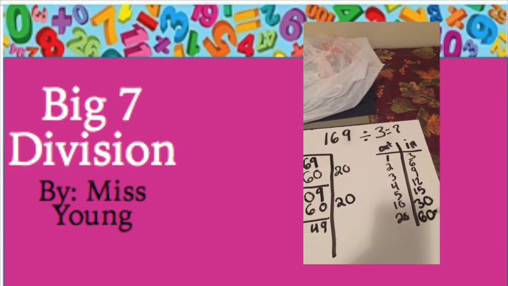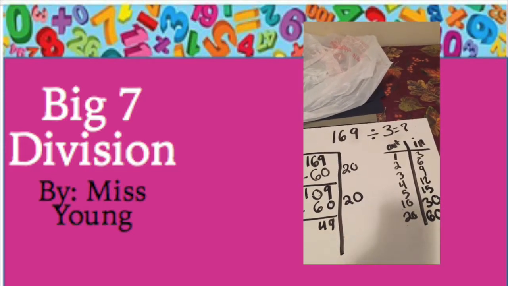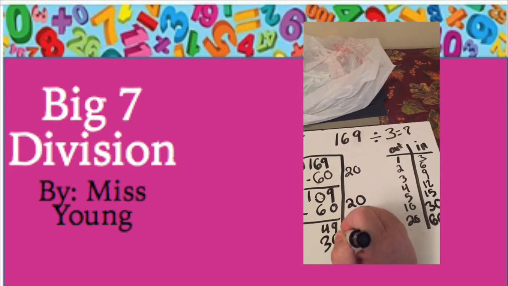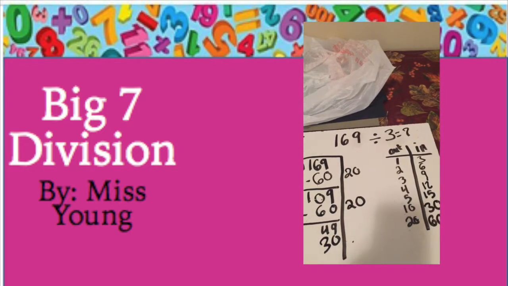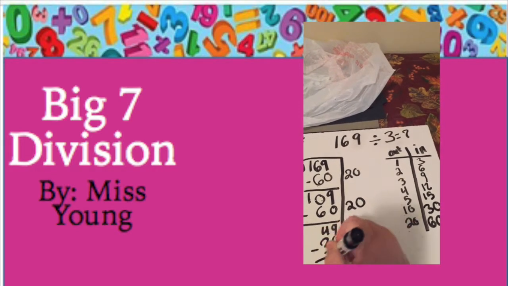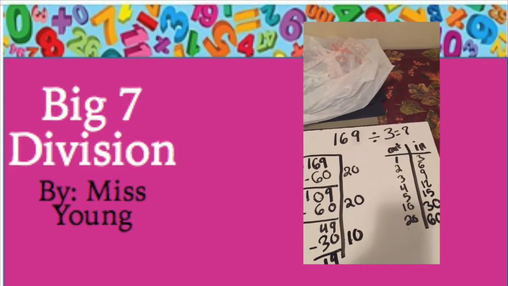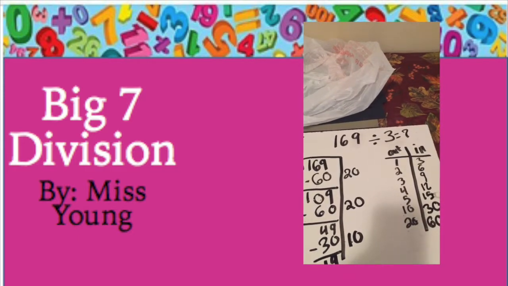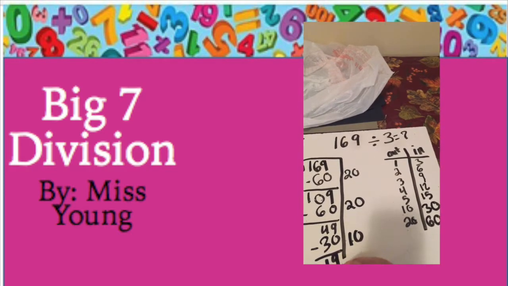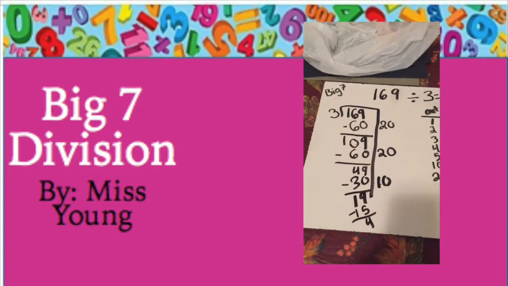I can't give 60 out anymore. I don't have 60 to give, but I could give out 30. So I'm going to write 30. So inside, outside. 30, 10 people got a cupcake. 49 minus 30 is 19. I can give 15 out. 19 minus 15 is 4.